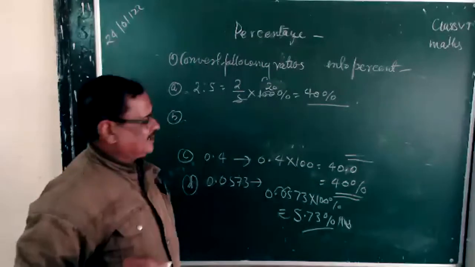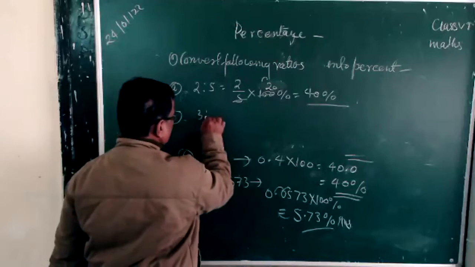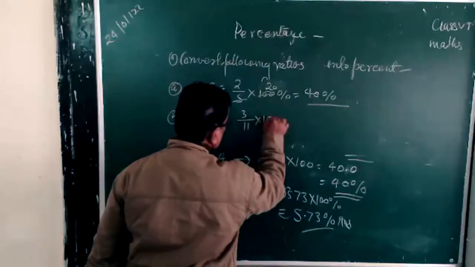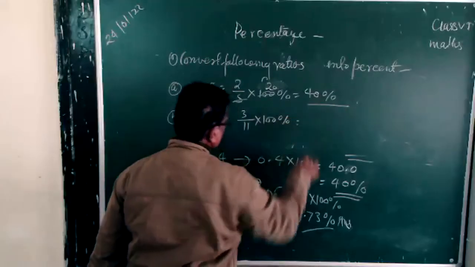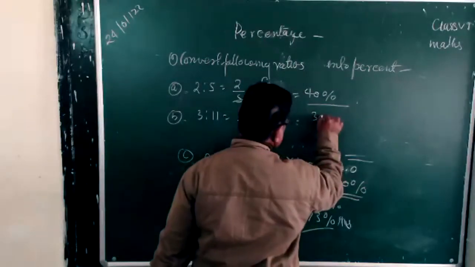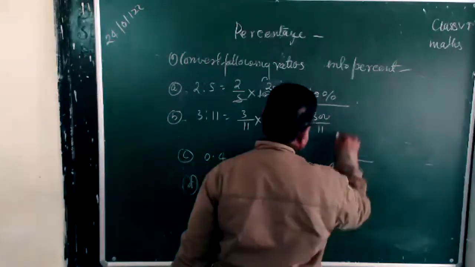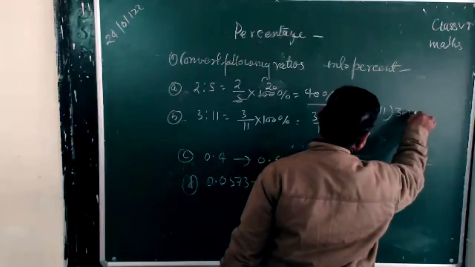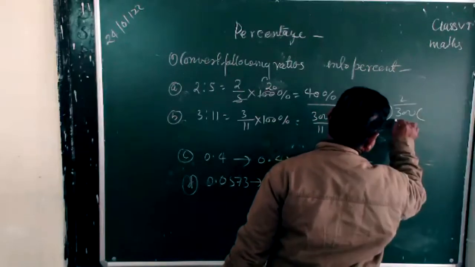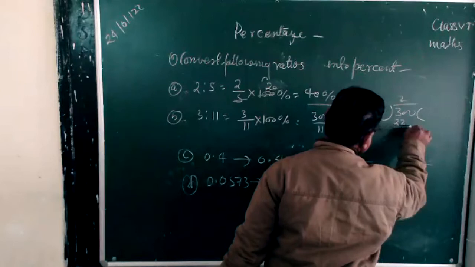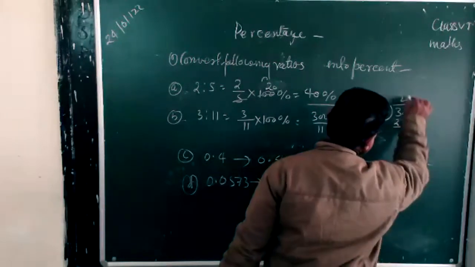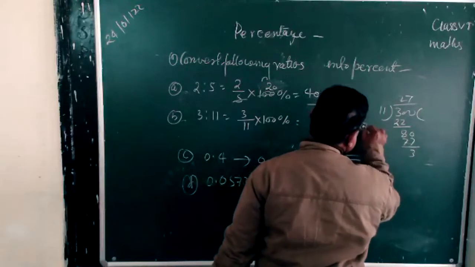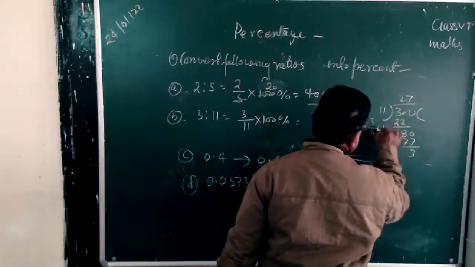B: the ratio 3 is to 11 is given. 3 is to 11 is equal to 3 by 11 into 100%. That is 300 by 11 percent. Divide 300 by 11, which comes to 27 whole 3 upon 11%.